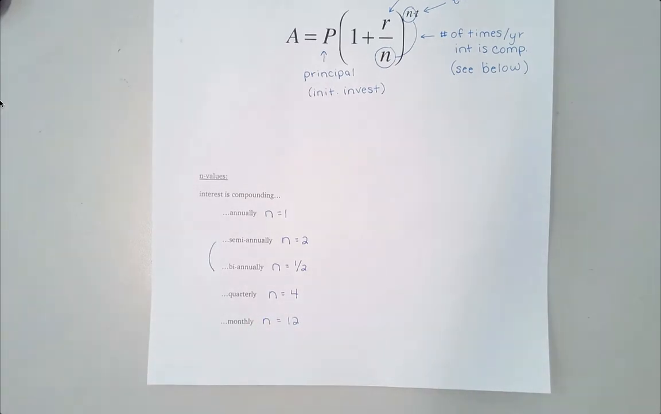And there are some other possibilities. On your homework you're going to do one that's daily, so you would put in 365. They could even just give you a number. They could say we're going to compound 5 times a year, and then your N value would equal 5. But these are some of the most common ones that show up.